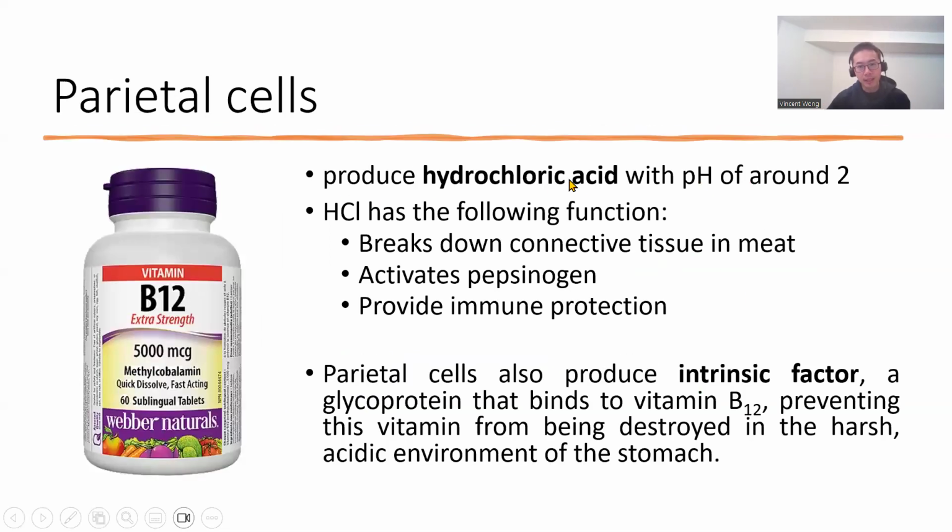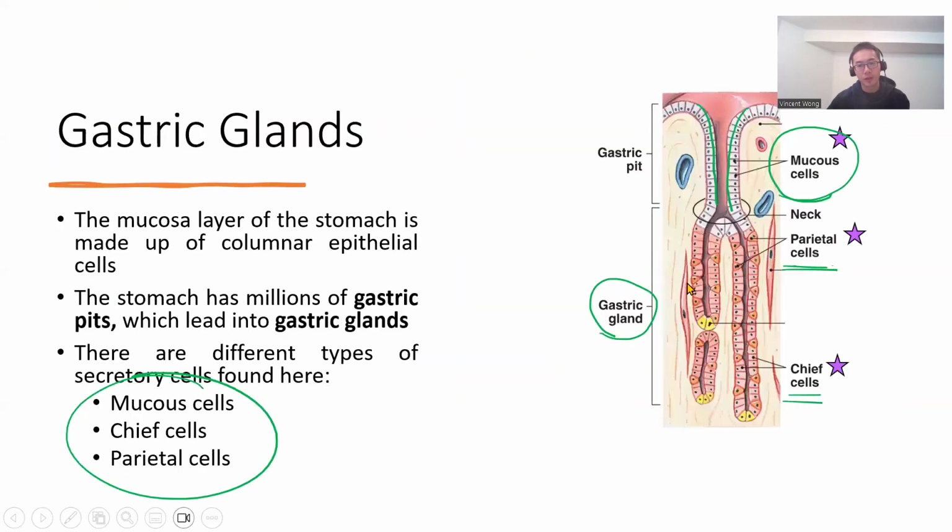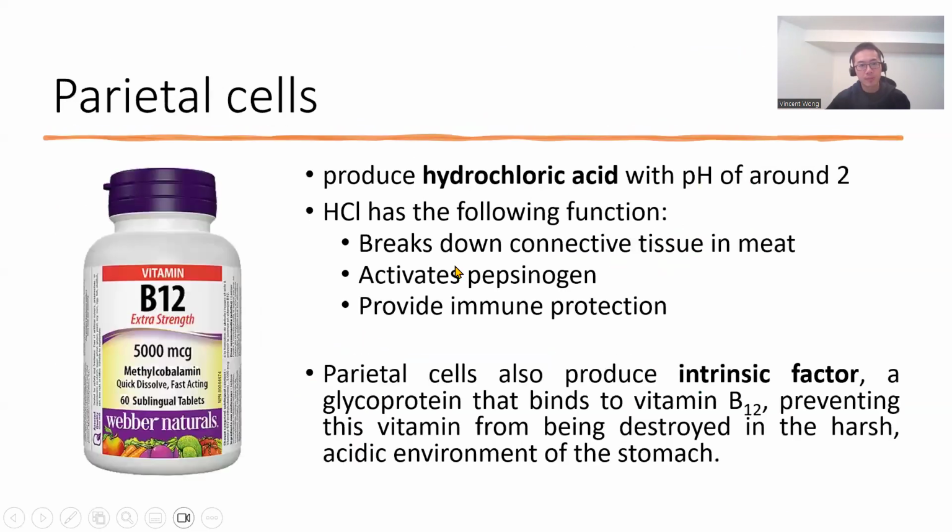The HCl, the hydrochloric acid, is produced by the parietal cells. Just to go back here briefly to show you, the parietal cells and chief cells are deep down in the gastric gland, right? The parietal cells produce the HCl, which has a pH around 2. That is very acidic. The pH scale goes from 1 to 14, so 2 is at the acidic end. And the HCl has 3 functions.